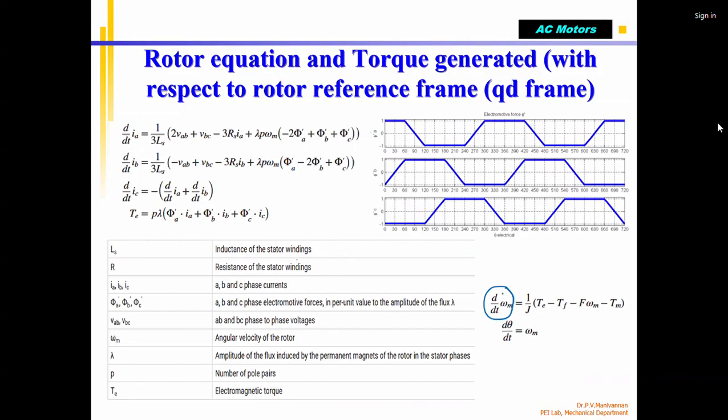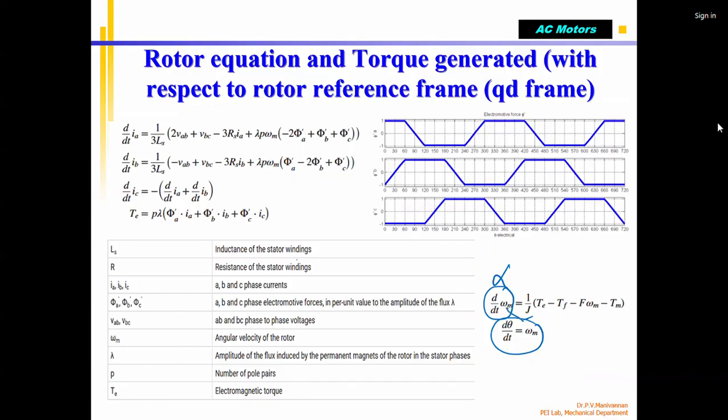So the acceleration is 1 divided by J. J is called the rotor inertia. The rotor has a mass, it has an inertia. 1 divided by the inertia of the rotor, multiplied by Te minus Tf minus T, is the acceleration of the motor, whereby d by dt of omega can be written as omega m.